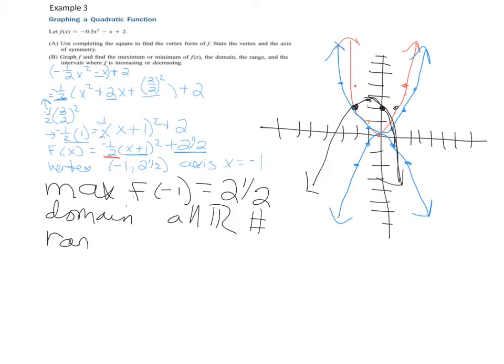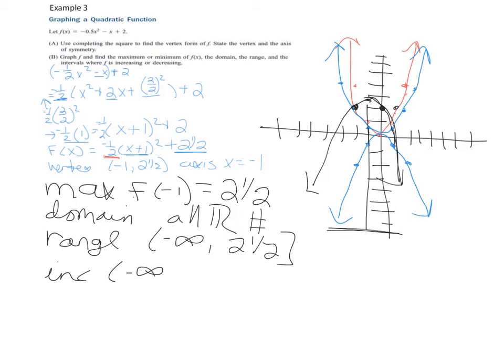My range is going to go from negative infinity, starting down here, all the way up to where my vertex is at 2.5, included. Where is it increasing? Look at your x values. It's increasing from negative infinity to negative 1, included, and then it decreases from negative 1 to infinity. Okay, that's it.